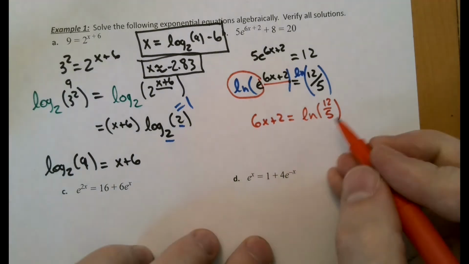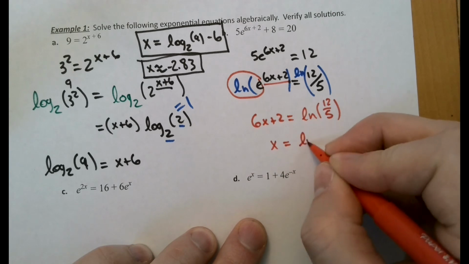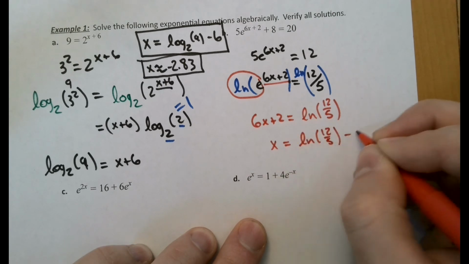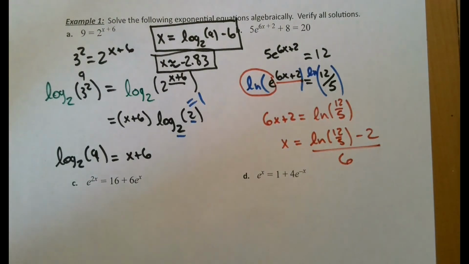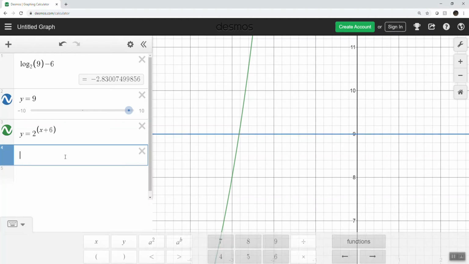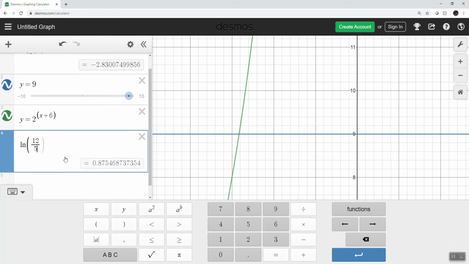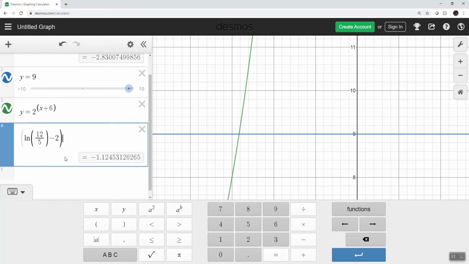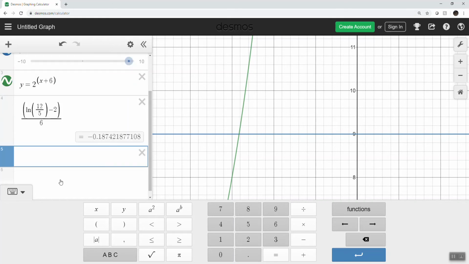From here, this is just a number. Think of it like 2 and subtract 2 and divide by 6 and you're done. So x equals natural log of 12/5 minus 2 divided by 6. Well, of course, we got to follow MyStatLab's rules of round to however many decimals that we want. And so I'll type in my analytical solution method, analytical algebraic. It was this, minus 2. Note I'm going to do parentheses around all that and divide by 6. And I get approximately negative 0.187.